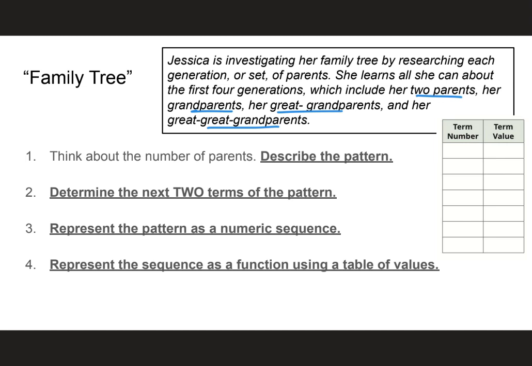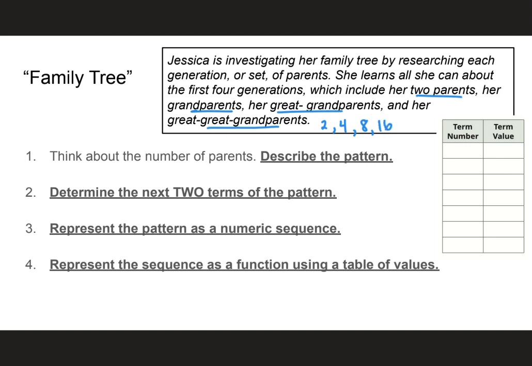So starting with her parents, that's the first generation, there are 2 parents. And then the next generation, those 2 parents both have 2 parents. So that would mean that there were 4 parents in the next set. And then after that, those 4 parents each have 2 parents. So that's going to be 8 parents. And then the next generation after that, all 8 of those parents each have 2 parents. So that would be 16 total parents. So that would be the first 4 terms.